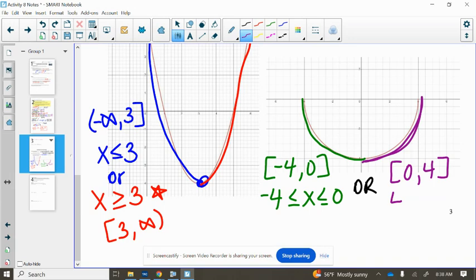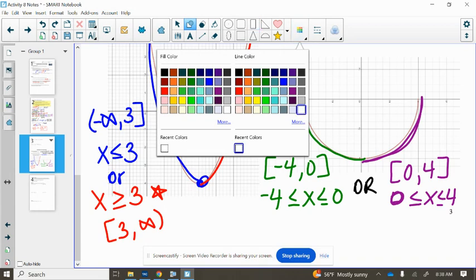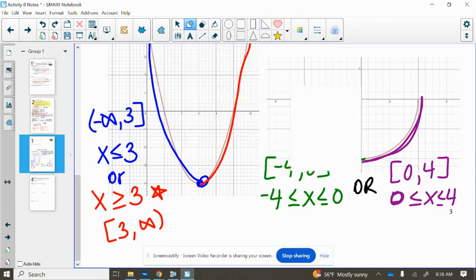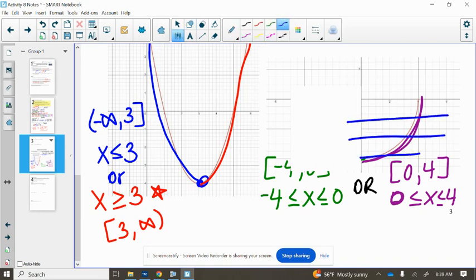Or from 0 to 4, again, that works out. Because if we only look at part of this graph, so if let's say we took this original and we covered up these pieces so that we're only looking at half of it, now it will pass that horizontal line test and we're good to go.